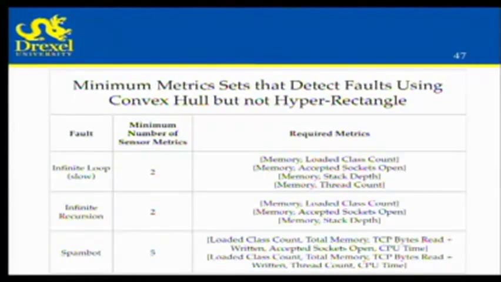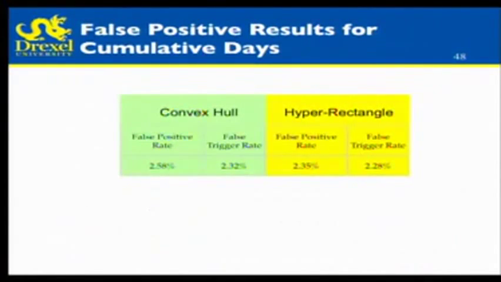So for spam bot, we found that the minimum number of metrics that change in order to make a detection is five different ones. And if you look at the different sensors, a lot of them look completely unrelated. CPU time and loaded class counts of the Java virtual machine. But as soon as you remove one of those sensors, it doesn't do the detection. So clearly there's some causal relationship between those sensors. So this was sort of preliminary work.